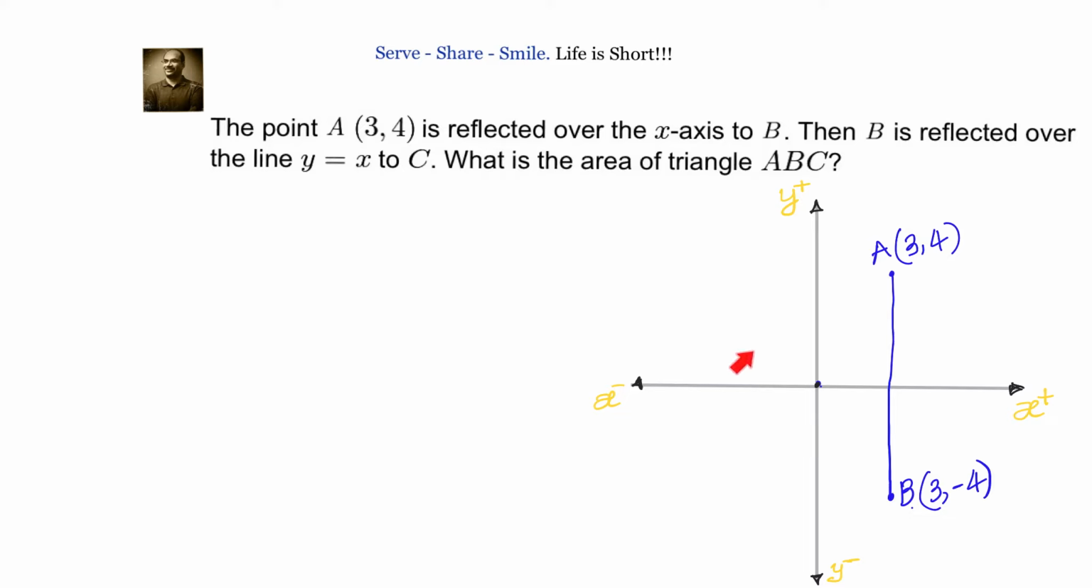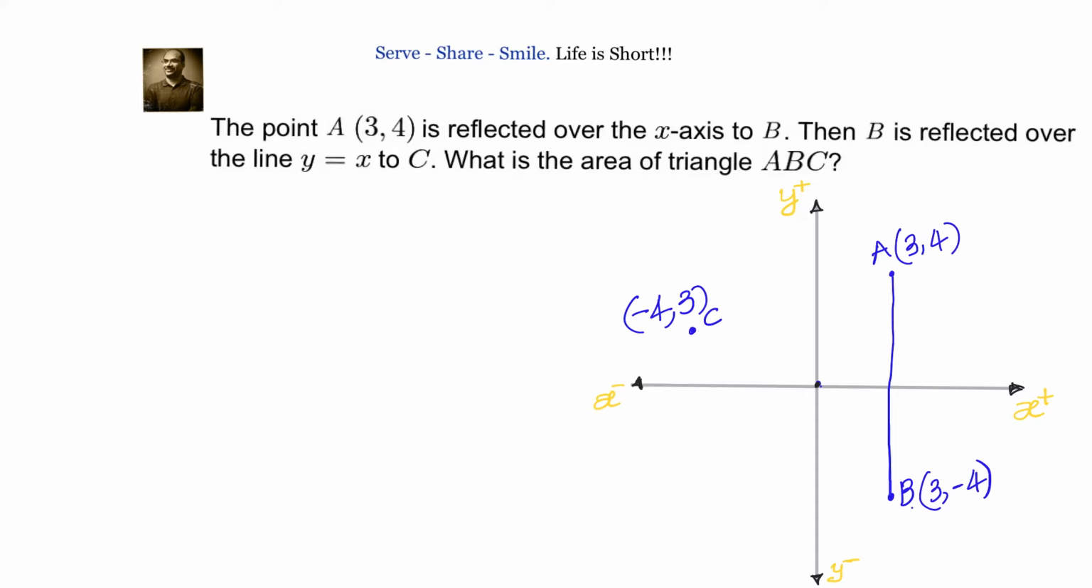Then we will get the coordinates of C. So the coordinates of C will be, B is (3, -4), so when you swap them, it is (-4, 3). The coordinates of C is (-4, 3).